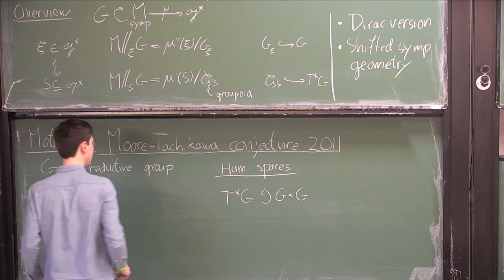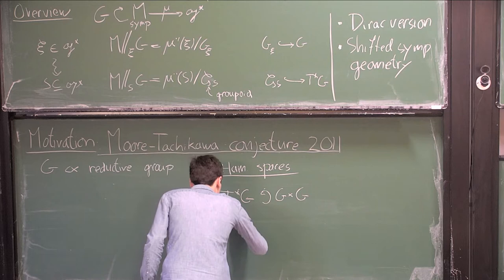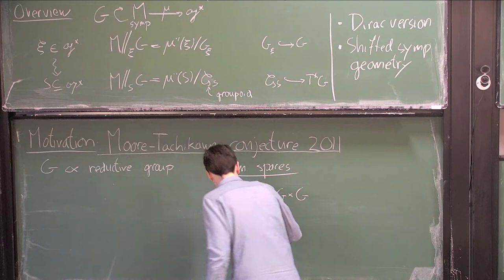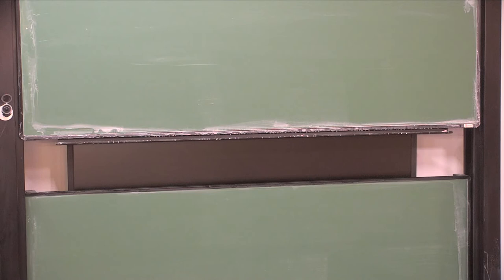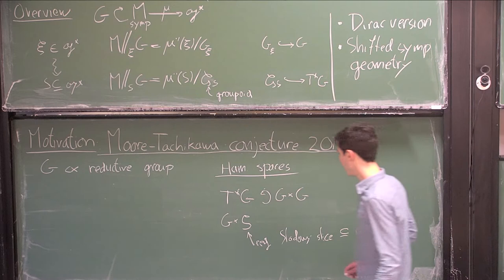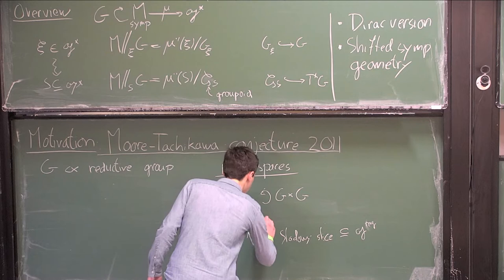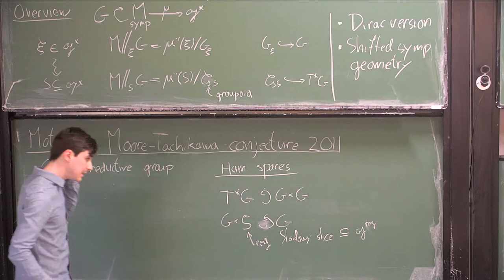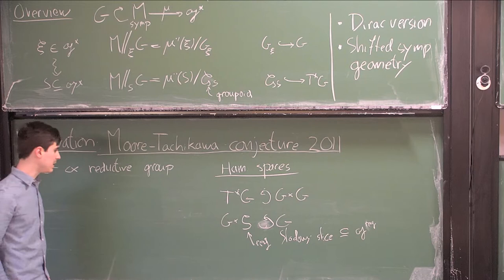Another nice one is to take G cross a so-called Slodowy slice, a regular Slodowy slice. That means a slice for the adjoint action of G on the set of regular elements. It's canonical up to conjugation, so there's a choice to be made, but it's canonical up to conjugation. And this is a symplectic manifold with a Hamiltonian action of the group G, simply by left translation on the G factor here. Okay, so those are the two basic Hamiltonian spaces that I want to talk about.